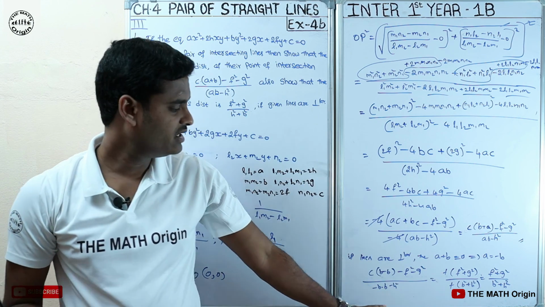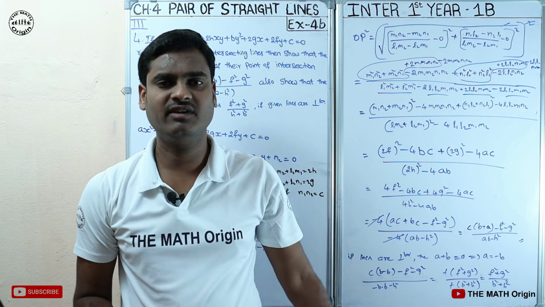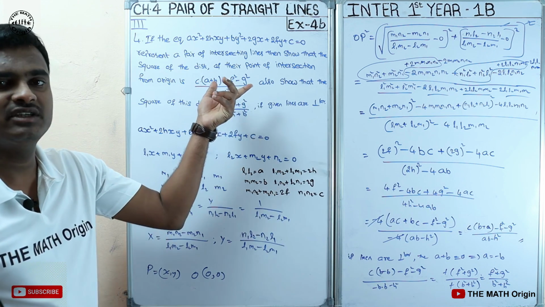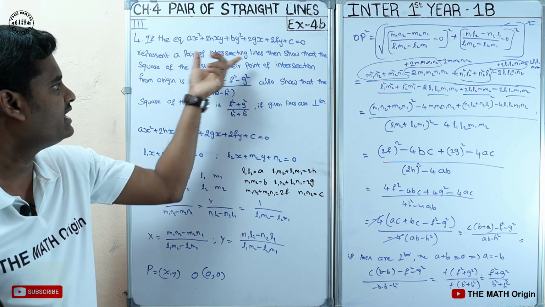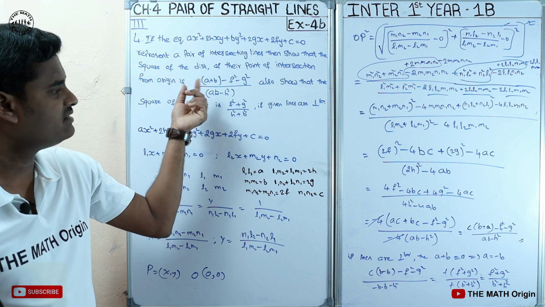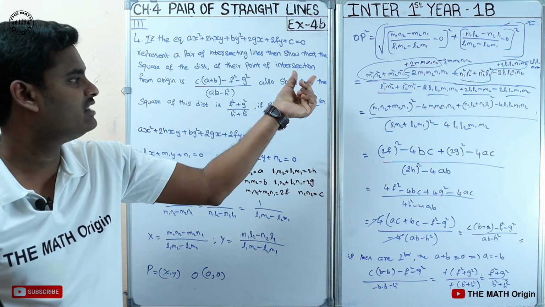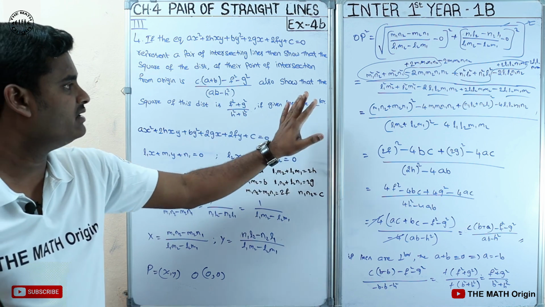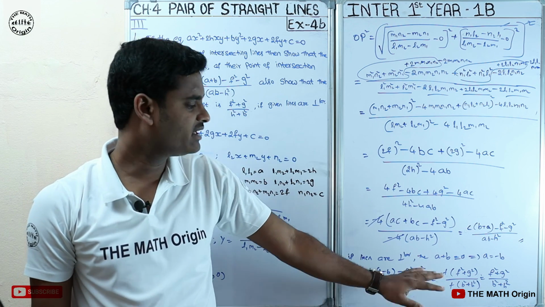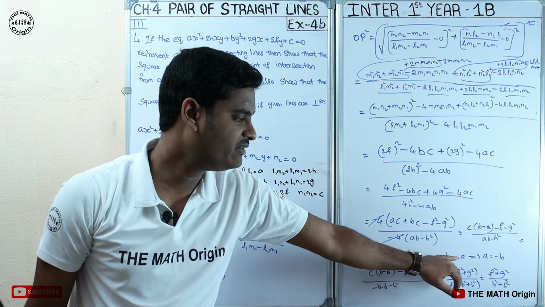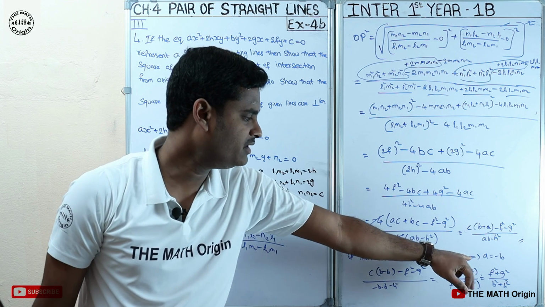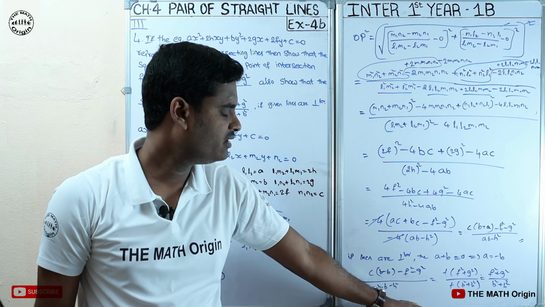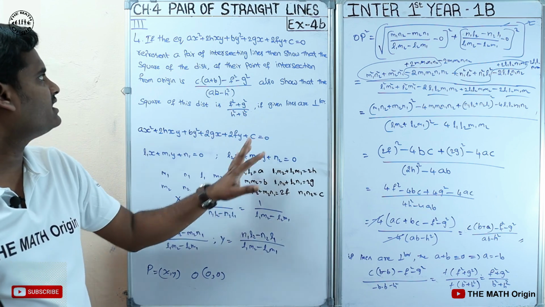With this we have proved that the distance from the point of intersection of the pair of straight lines to the origin is c into a plus b minus f square minus g square by ab minus h square. And if the given lines are perpendicular, the sum a plus b will be 0, therefore a equals minus b, which we substituted in the resulted equation, and we got the resulted answer.